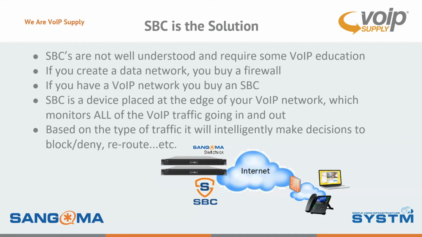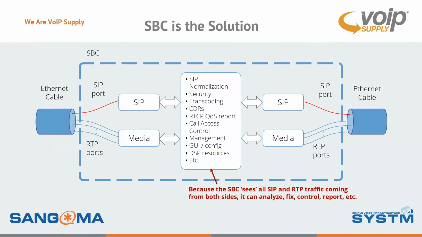We can then allow the SBC, based on the type of traffic it sees, to intelligently make those decisions: to allow the call, block the call, reroute the call, maybe fork the call to multiple systems, and provide a whole bunch of intelligence around what you want to do with all of these types of voice over IP communications. So how does the SBC do this?